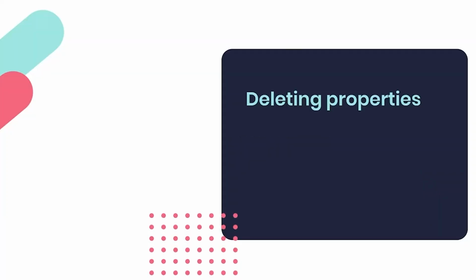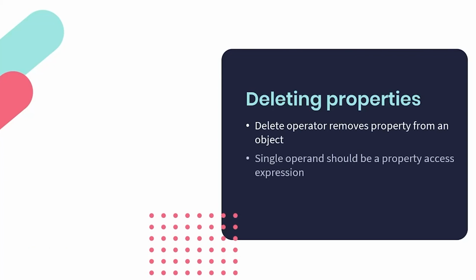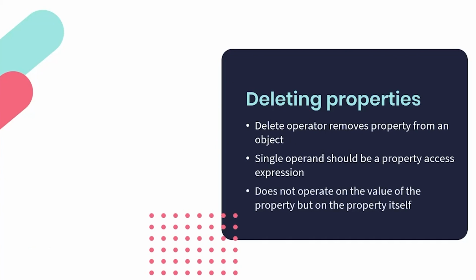Alright, let's have a quick look at deleting properties. The delete operator removes a property from an object. Its single operand should be a property access expression. Surprisingly, delete does not operate on the value of the property, but on the property itself. An example.